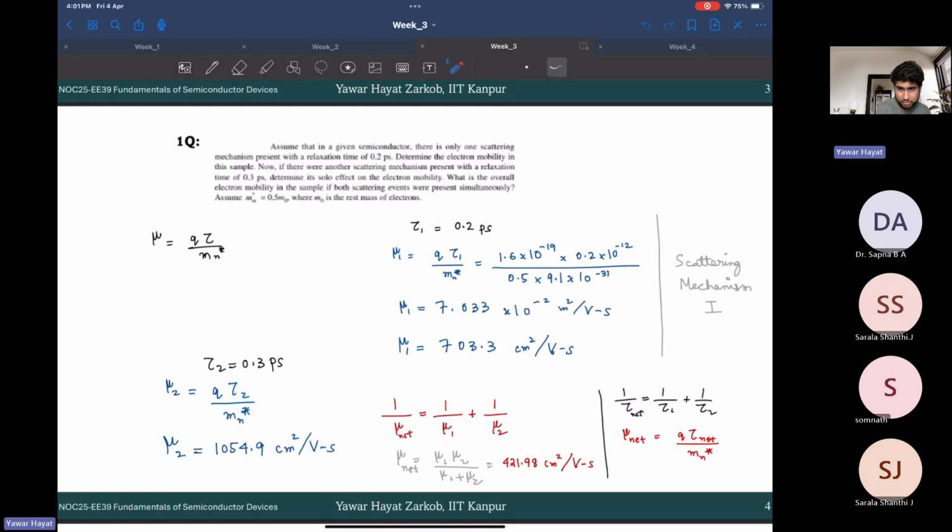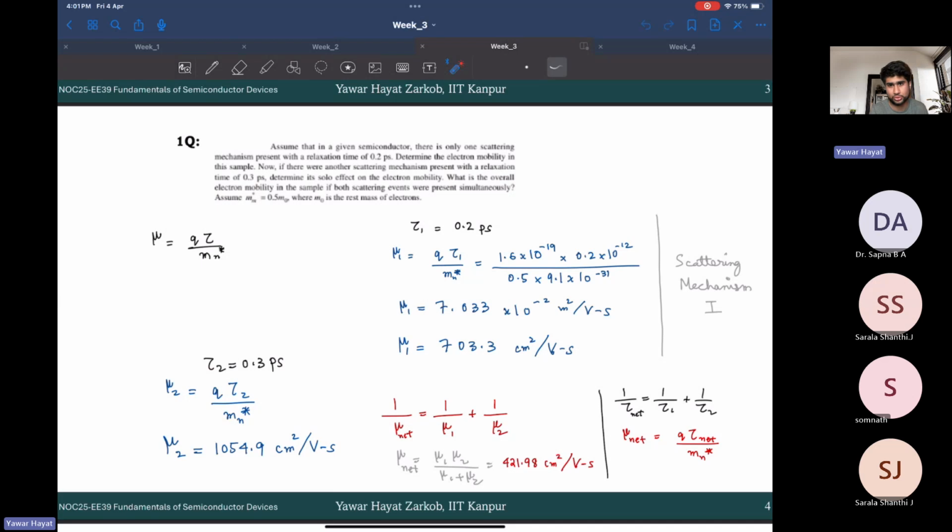The question then proceeds. It says now if there were another scattering mechanism with a relaxation time of 0.3 picoseconds. So now I have another scattering mechanism of relaxation time 0.3 picoseconds. I'll use again this formula and compute the mobility, which comes about as 1054.9 centimeters square per volt second. Now it's asking what is the overall electron mobility in the sample if both the scattering events were present simultaneously.